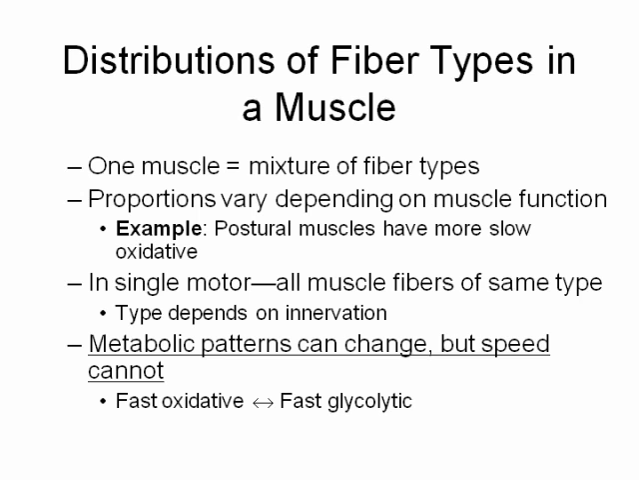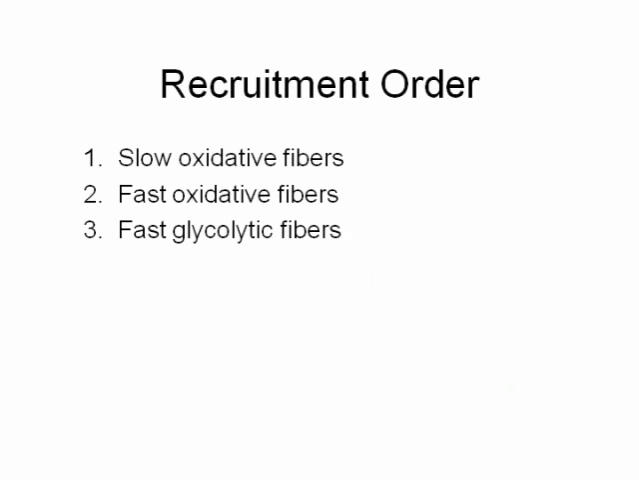In a single motor unit, all muscle fibers are of the same type, but the type depends upon what kind of innervation, that is, what kind of motor neuron you get. And the metabolic patterns can change, but the speed cannot. So a fast oxidative fiber can become a fast glycolytic fiber, or vice versa, but the speed with which the muscle develops tension will not change.